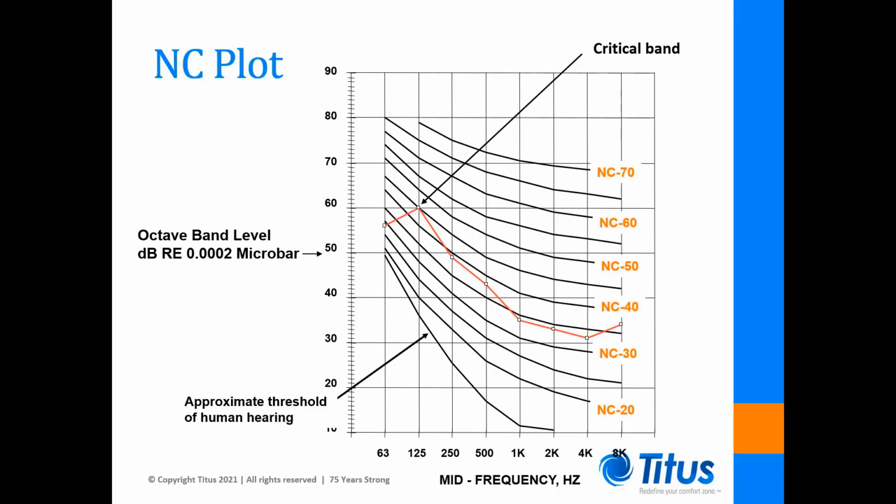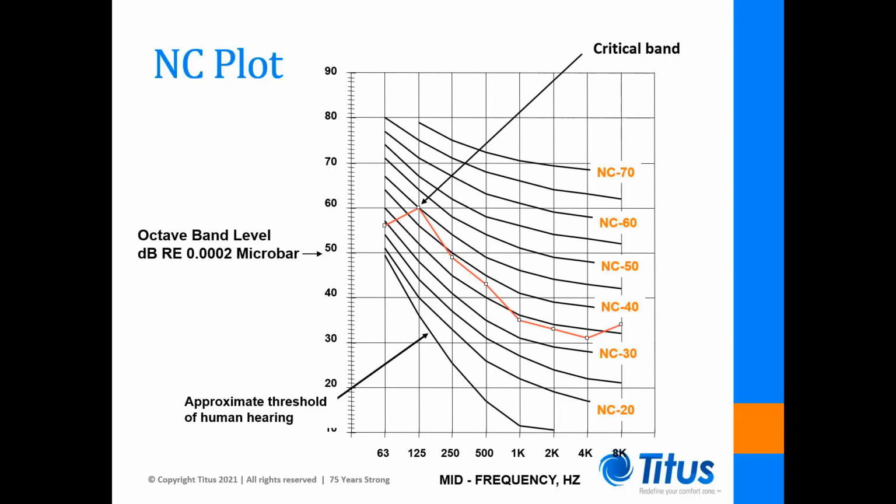The spectrum shown here is very typical for a fan-powered unit. You can see that the second band is the critical band and sets the room level at NC 45. If the second band were to increase by even 1 dB, we'd be at NC 46. The non-critical bands simply trail off.